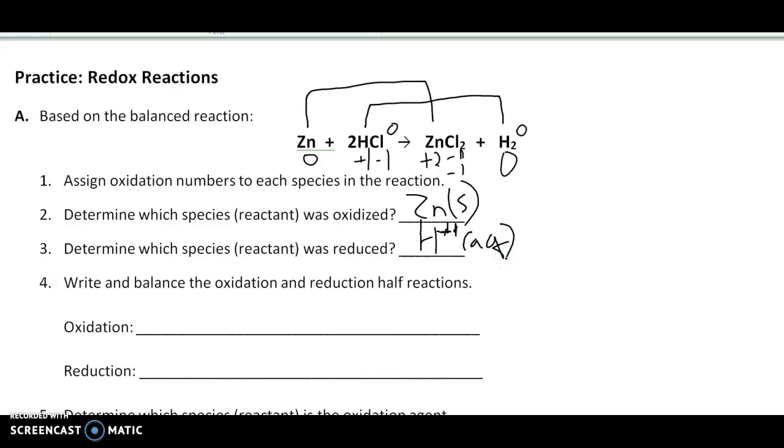Write the balanced oxidation and reduction half reactions. Okay, so we know zinc starting off as a solid, that's neutral.